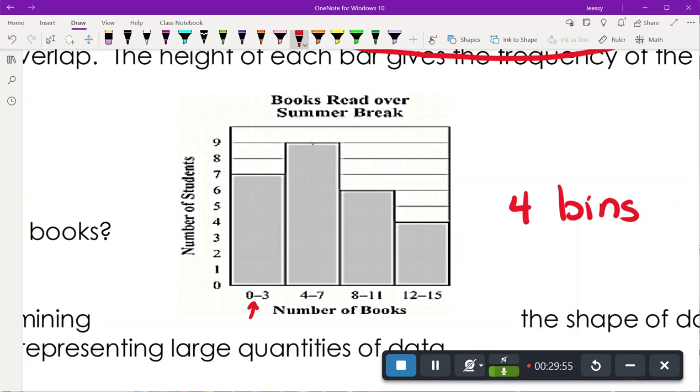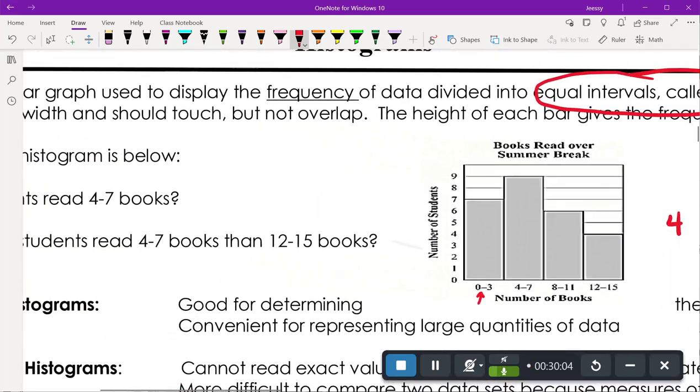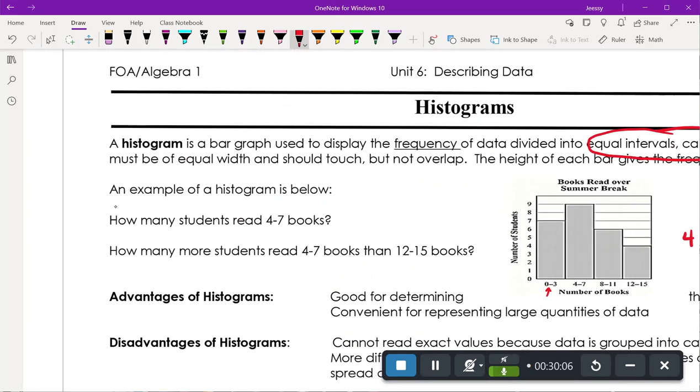9. You see? That's how we read this. 8 to 11? 12 to 15? 4. Clear? Any questions on how to read histograms? All right, we said that 47 was what, 9?